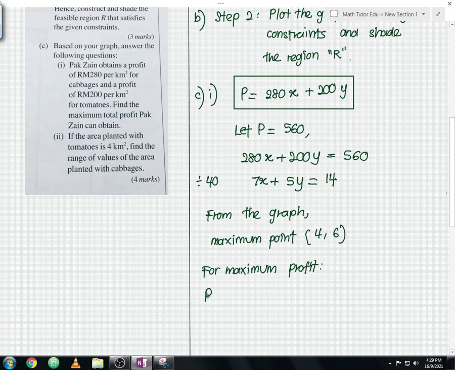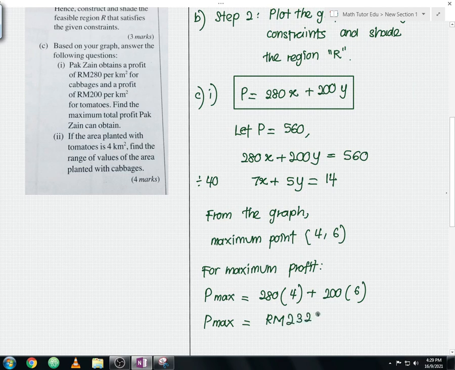To calculate the maximum profit, P max will be equals to 280 times 4, plus 200 times 6. Calculate this, and you get your maximum profit is equals to RM2320. So this is your answer for the question C part 1. Let me underline this.